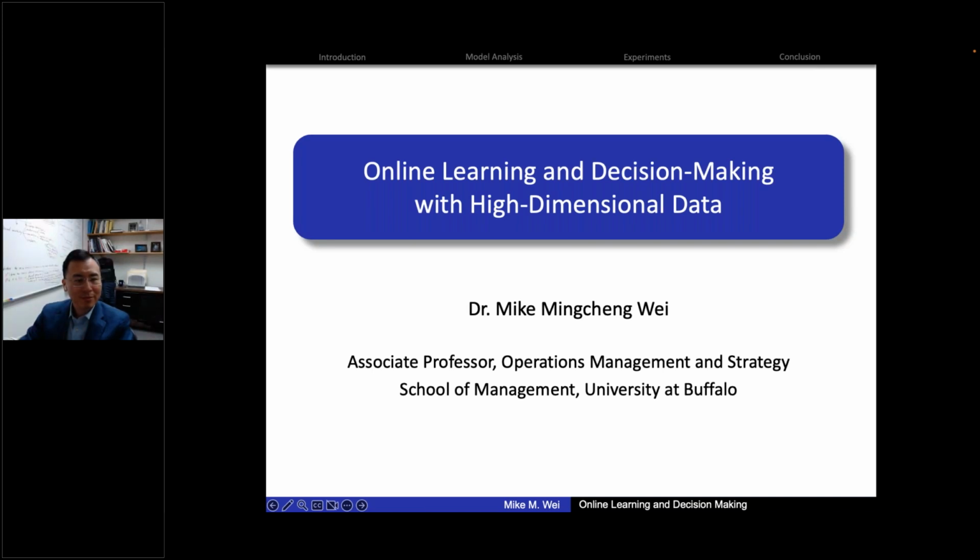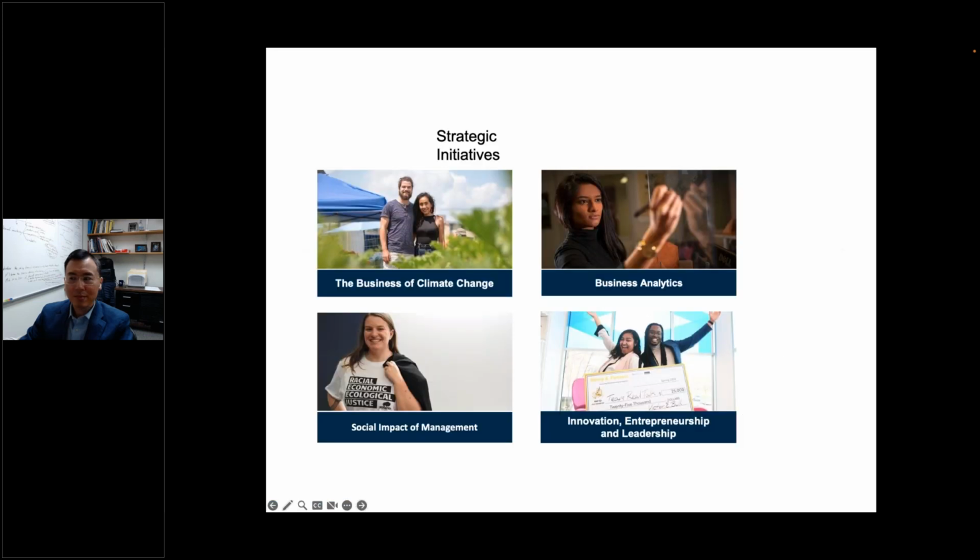Since 1923, the UB School of Management has been developing leaders and making an impact on individuals, businesses, and communities around the world. In their mission to define the future of management, Dean Iyer has unified the school around 4 distinct areas of focus: business analytics, social impact of management, business of climate change, and innovation, entrepreneurship, and leadership. Each of these initiatives is helping to realize their vision of a world of transformational leaders and organizations who change society for the better.